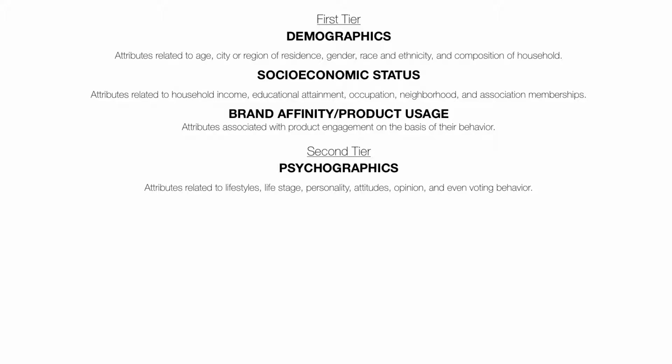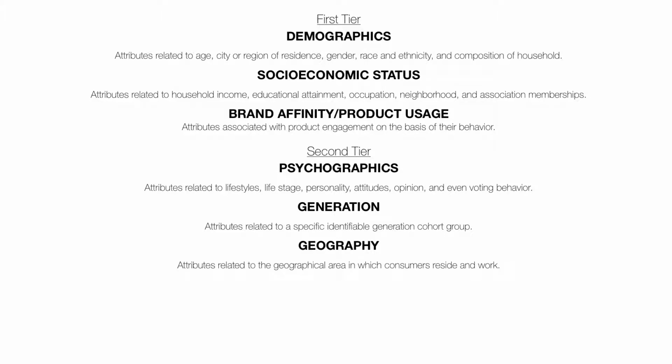Psychographics. Psychographic attributes relate to lifestyles, life stage, personality, attributes, attitudes, opinion, and even voting behaviour of individuals. Generation. Attributes related to a specific identifiable generation cohort group, something we'll come back to more shortly. Geography. Attributes related to the geographical area in which consumers reside and work.